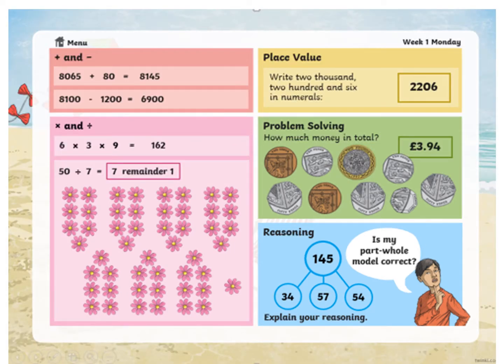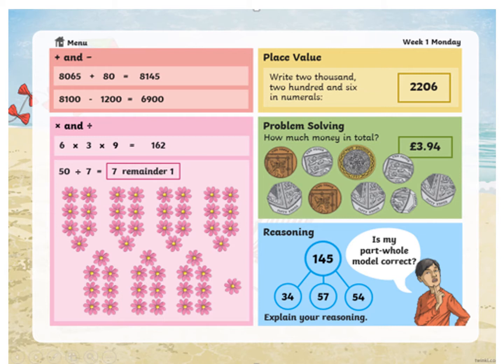So if we quickly go through the answers, for the first two I would have done column addition. So 8,065 add 80 equals 8,145. Give yourself a tick if you got that right. 8,100 take away 1,200 equals 6,900. So hopefully you got that one right.